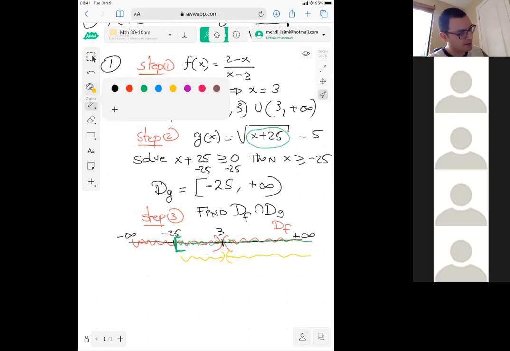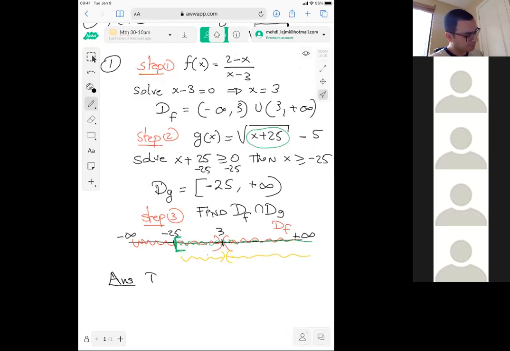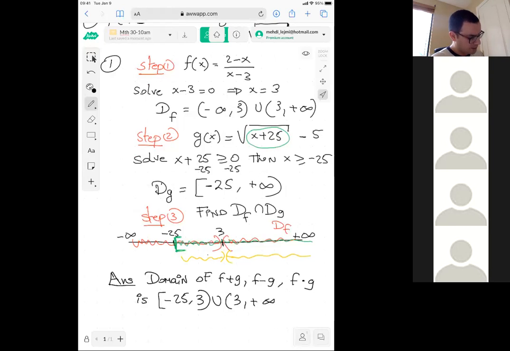So then find the answer for the domain of F plus G, F minus G, F times G. That will be this yellow interval. So it starts at negative 25, goes all the way to positive infinity, except the 3. So we have to exclude the 3, right? And so that will be the answer for F plus G, F minus G, and F times G.